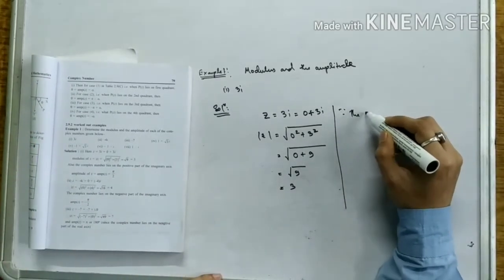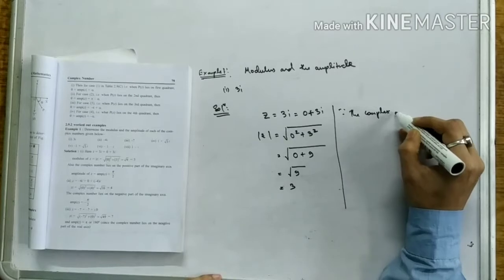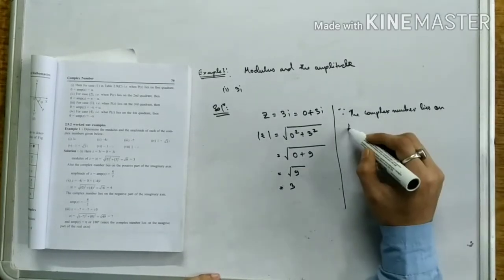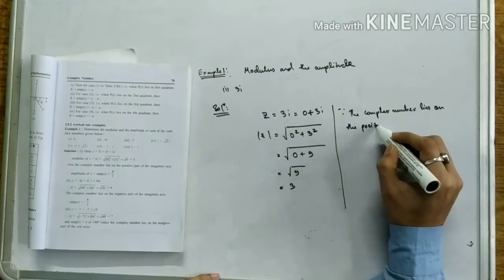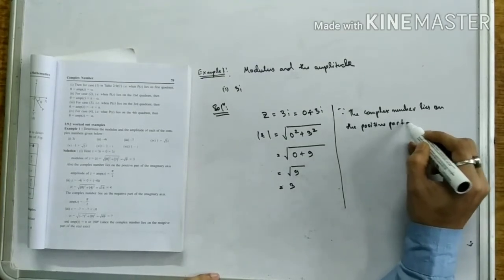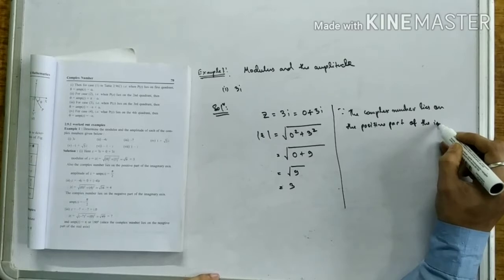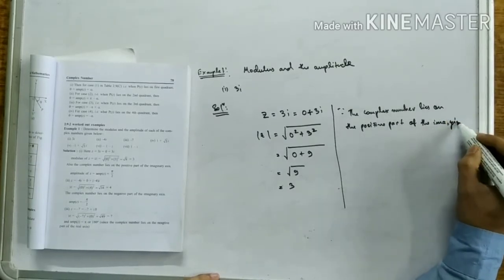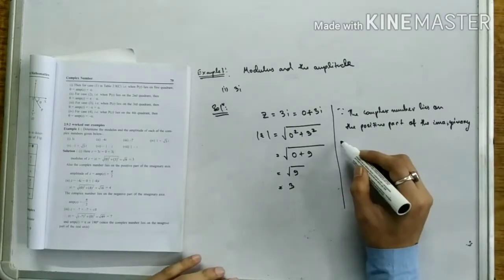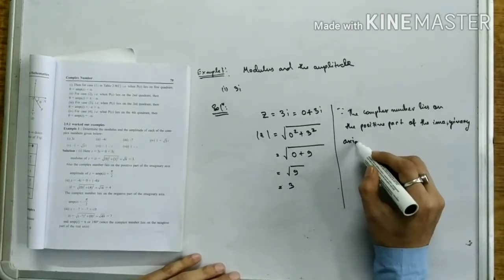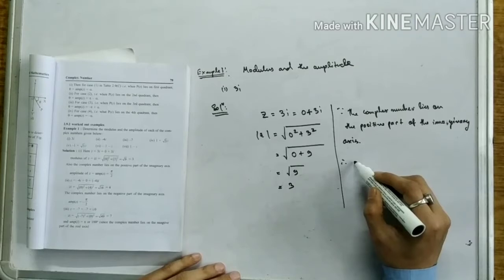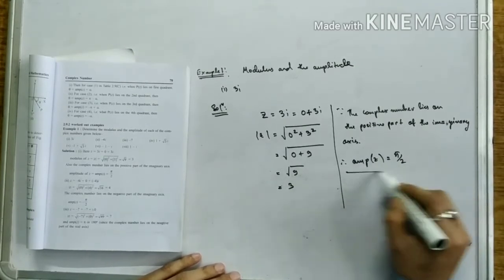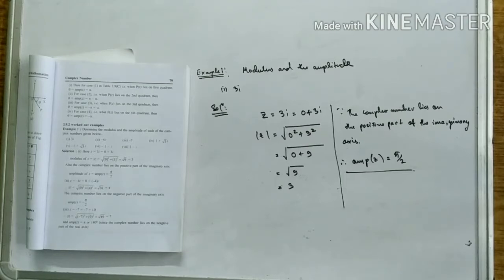So in here I can write, since the complex number lies on the positive part of the imaginary axis, therefore amplitude of z will be equal to pi by 2. Okay.